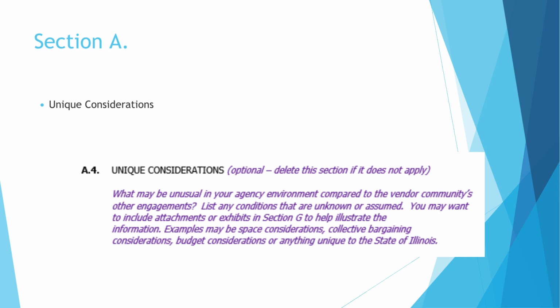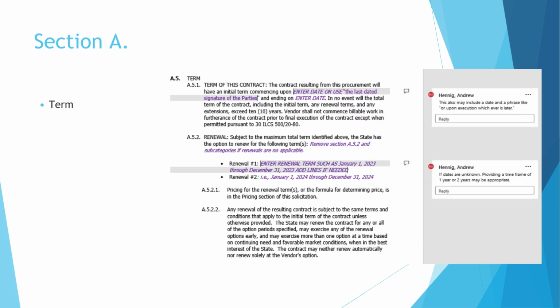However, it is often found that there are special considerations that should have been brought forward right away. Rather than addressing them in Q&A or during the resulting contract, now is the time to present those in the solicitation document. Term. The terms section should be familiar to you. We have provided a few examples, suggestions on how to write your start and end date. There may be other ways to do this as well.